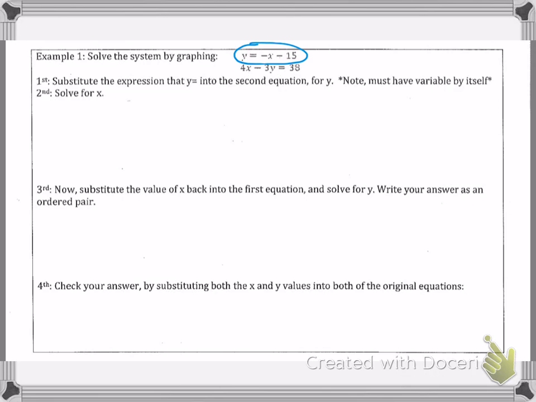So we'll take a look at y equals the opposite of x minus 15. That tells me what y equals, so I'm going to go to my second equation and I'm going to replace y with what it equals. It says y equals this. So I'm going to replace that y with the opposite of x minus 15. Because it's called the substitution method, that's what you're doing. You're substituting in what y equals to one of the equations. And now you'll notice all my y's disappeared and I just have x's.